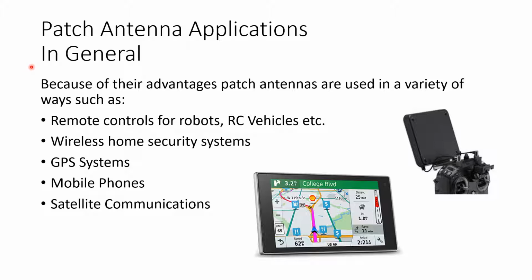Patch antennas are used for a variety of different reasons, such as remote controls for robots and RC vehicles. As you can see here, this remote control is attached to a large square antenna, which would be an array of patch antennas. They're also used in wireless home security systems and GPS systems. As you can see, it's a very good reason to use a patch antenna as they're super thin, which would allow for thinner and thinner GPS systems. They're also used in mobile phones, of course. As mobile phones become thinner, they need to have thin antennas. And of course, as stated earlier, satellite communications.